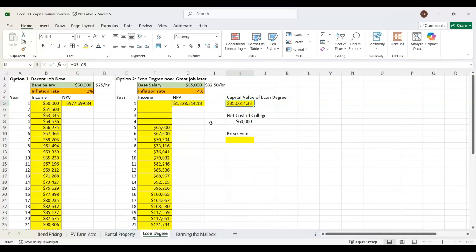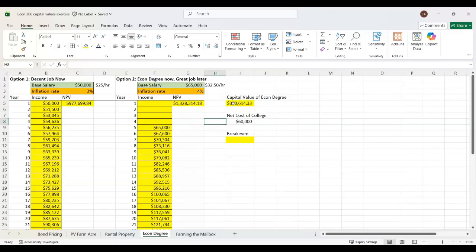The degree is not worth the 1.3 million because you could have earned 977,000 without it. The degree is worth what? The difference. It's the marginal increase in earning power that should constitute the capital value of the degree.